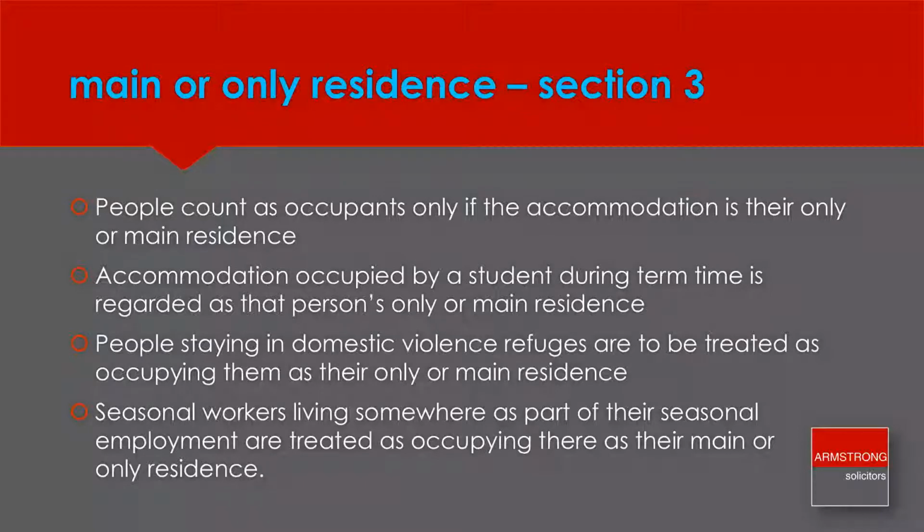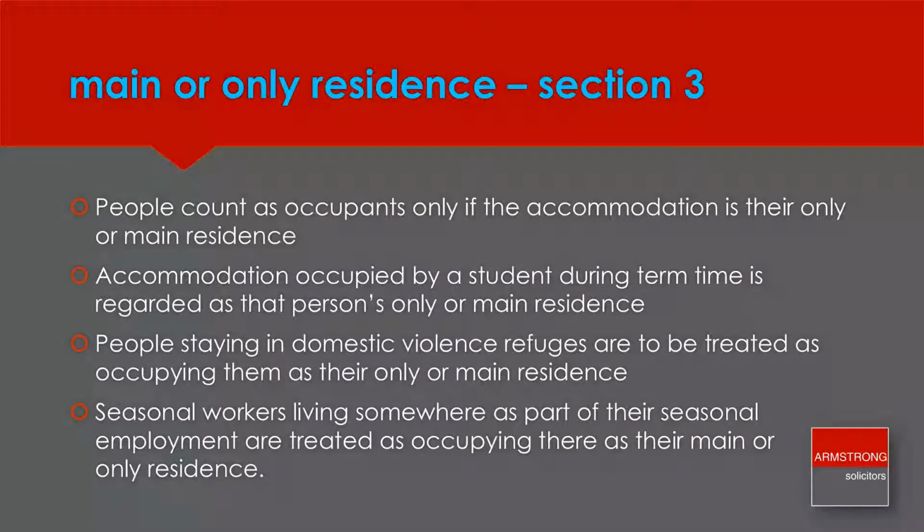It gives certain cases in section 3 where people will be treated as living in a potential HMO as their only or main residence. So people count as occupants only if the accommodation is their only or main residence. Accommodation occupied by a student during term time is regarded as that person's only or main residence, which is certainly something which has been talked about for a long time.